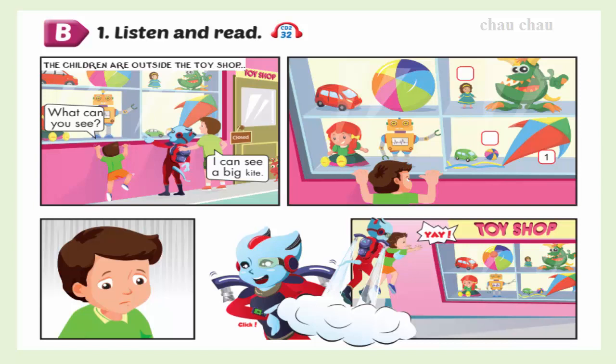The children are outside the toy shop. Wow! There are so many toys! I can't see! What can you see? I can see a big kite. Oh, cool. What can you see, Tom? Oh, Ben, I can see a small doll. What can you see, Alfie? I can see a ball. A big ball? No, a small ball. Oh. I'll help you, Ben. Yay, Alfie, I can see it now.